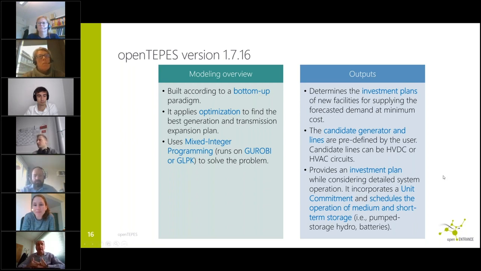On one hand, that model was an evolution of the previous one, the TEPES one, that was coded in GAMS and was, let's say, a proprietary model. However, we have extracted some part of this model in order to create the Open TEPES model.